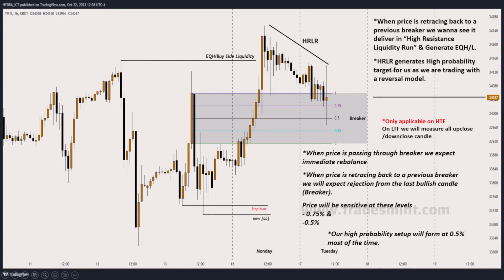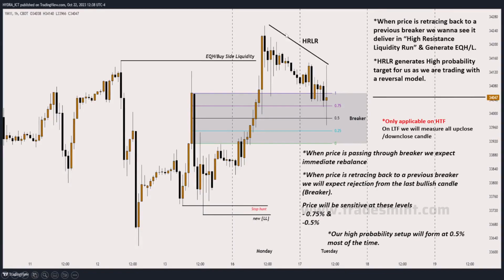And high resistance liquidity run generates a high probability target for us as we are trading with a reversal model. We are trading here with a reversal model, right? We are expecting price to reverse from certain levels with a breaker, so we need a high probability target for us to execute. And I hope you guys understood.